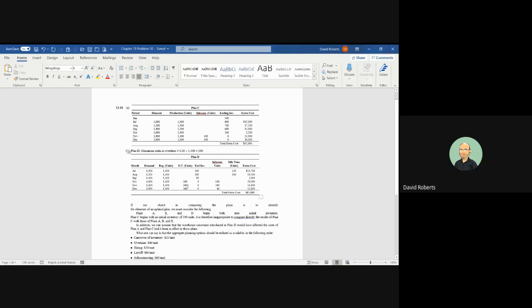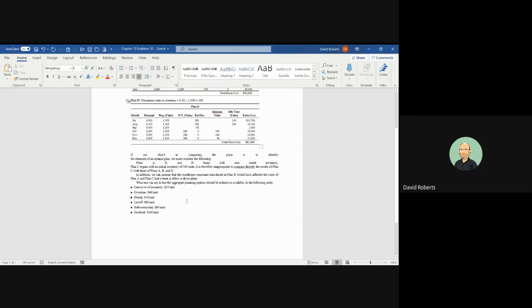Same logic and same math for November. This time you have no beginning inventory. You have a shortfall of 500 units because you're only going to make 1,300 and the demand is 1,800. So you need to make 500 more. The first 260 are going to be made with overtime. The remaining 240 will be done with subcontracting. And then you continue on. You can see in this case, the total extra cost by doing it this way is 81,800.